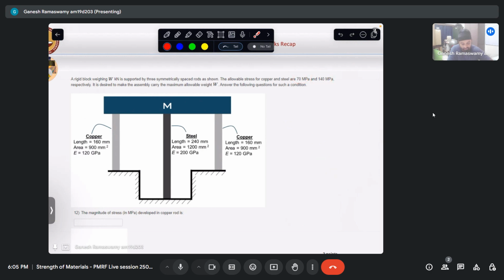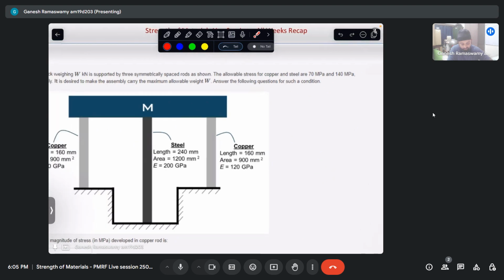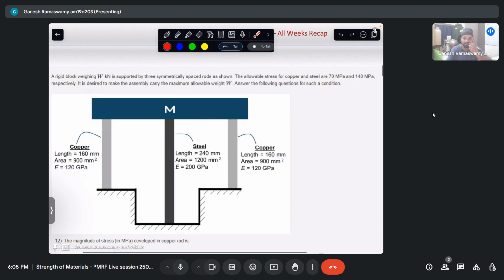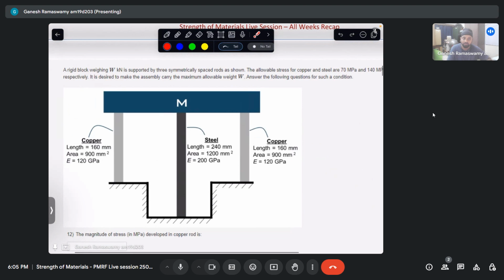The allowable stress of copper and steel are 70 MPa and 140 MPa respectively. It is given. So the allowable stress, that is, if it were to go beyond this stress, we would consider that the constraint has failed, and so has the setup, the arrangement. So our idea is to design safe structures which are well within the allowable stresses. It is desired to make this assembly carry the maximum weight W. For anything, there is an investment involved. So naturally, our aim will be not to compromise on the safety, as well as maximize the exploitation of the material, so that we can build structures economically.